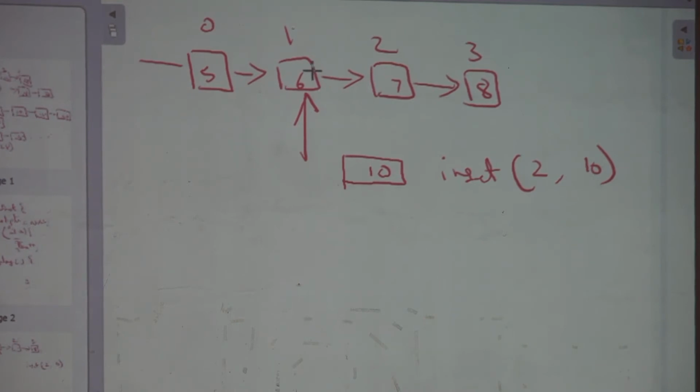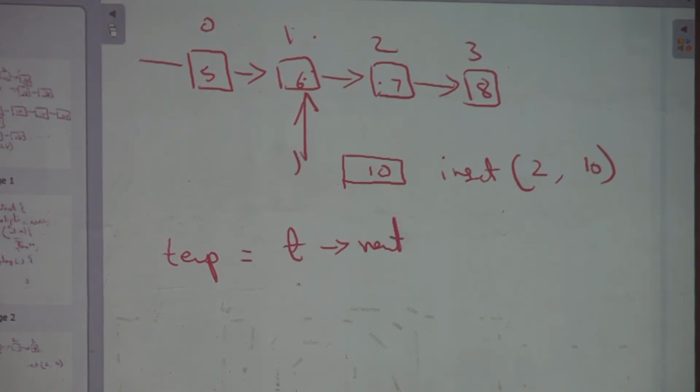Then what will I do? This guy is where I am positioned. Its next is right now here. So I'll have to preserve that next, otherwise I'll lose that next. So this guy is next, I have to preserve somewhere. Let's say I create temp is equal to T's next.